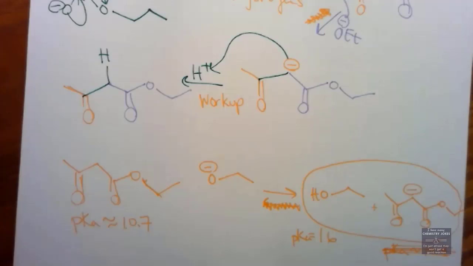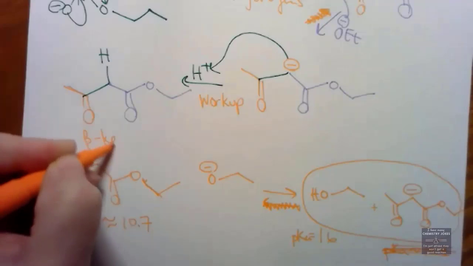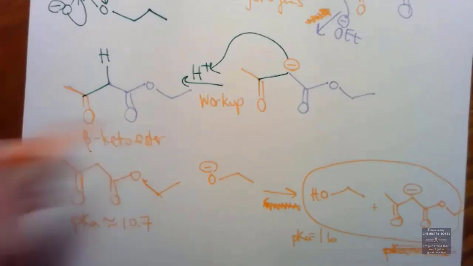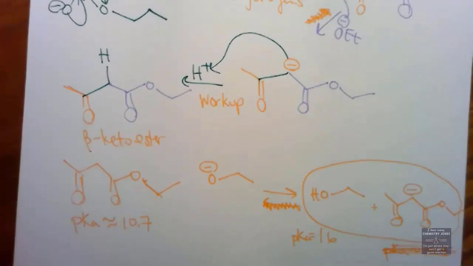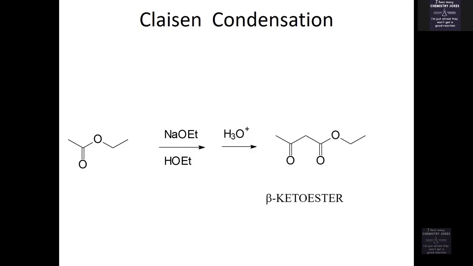Claisen must have 2 alpha hydrogens. Okay. The product of a Claisen is a beta keto ester. Beta keto ester. So here's the reaction we drew. There's the product we came up with, beta keto ester.